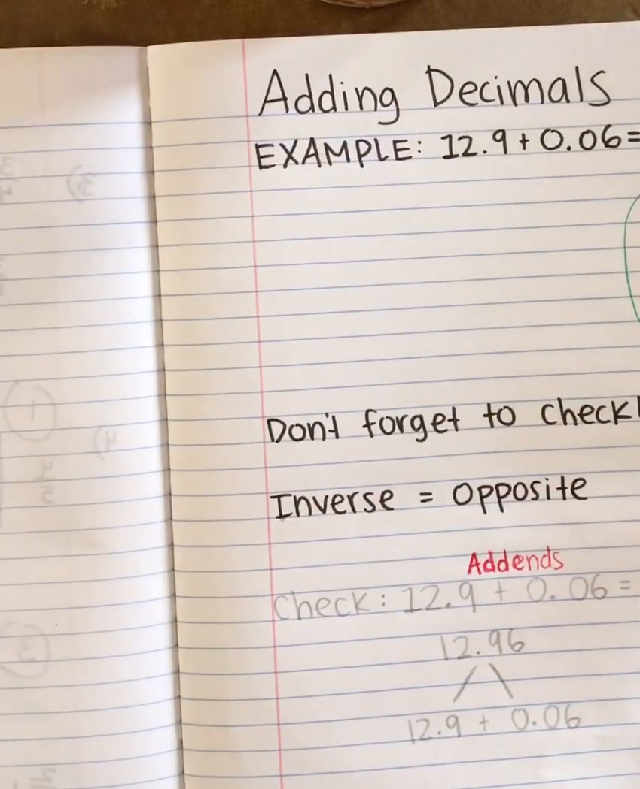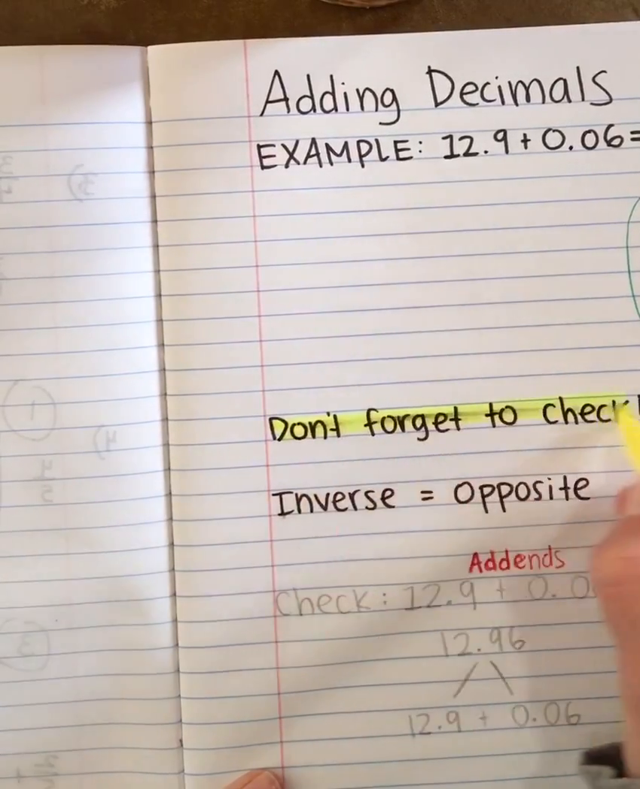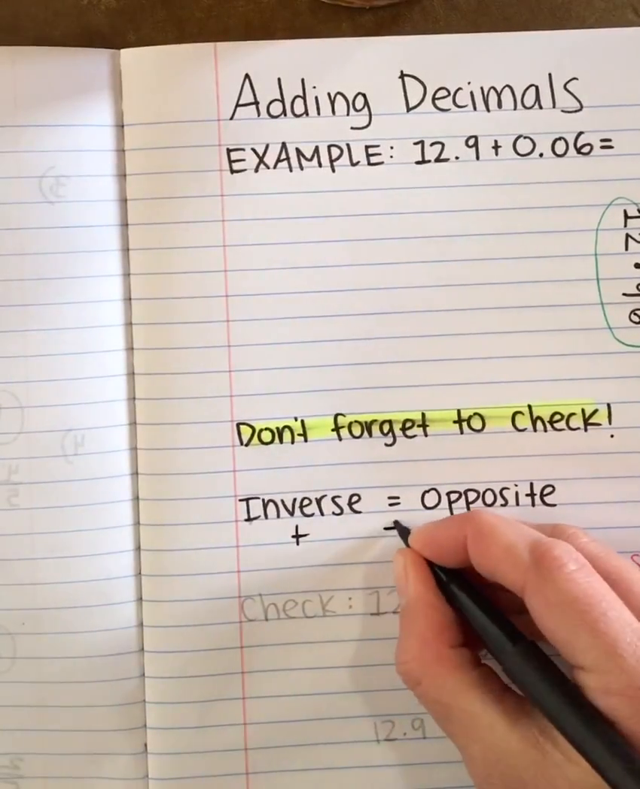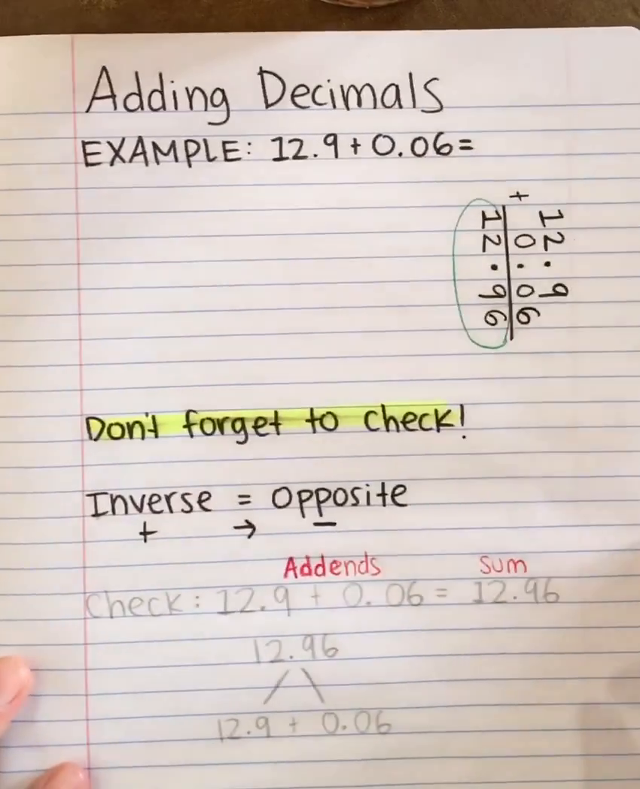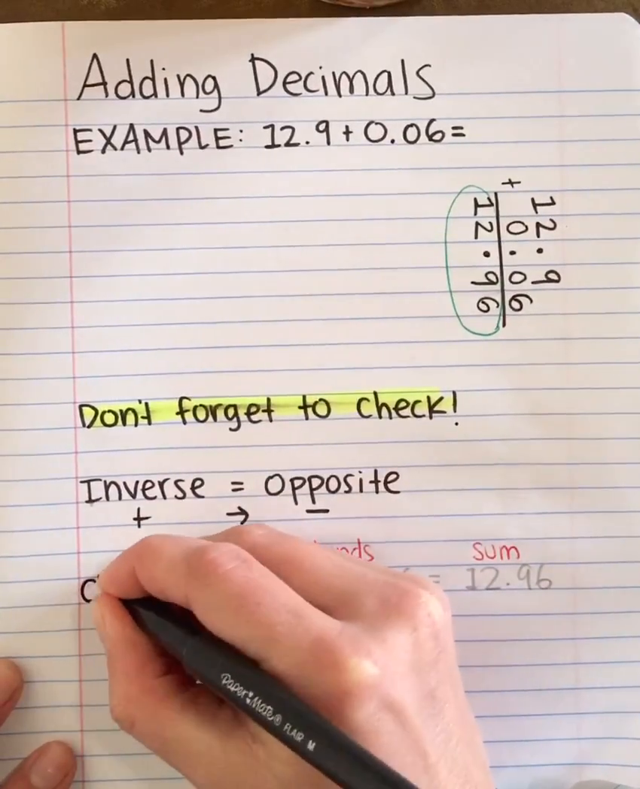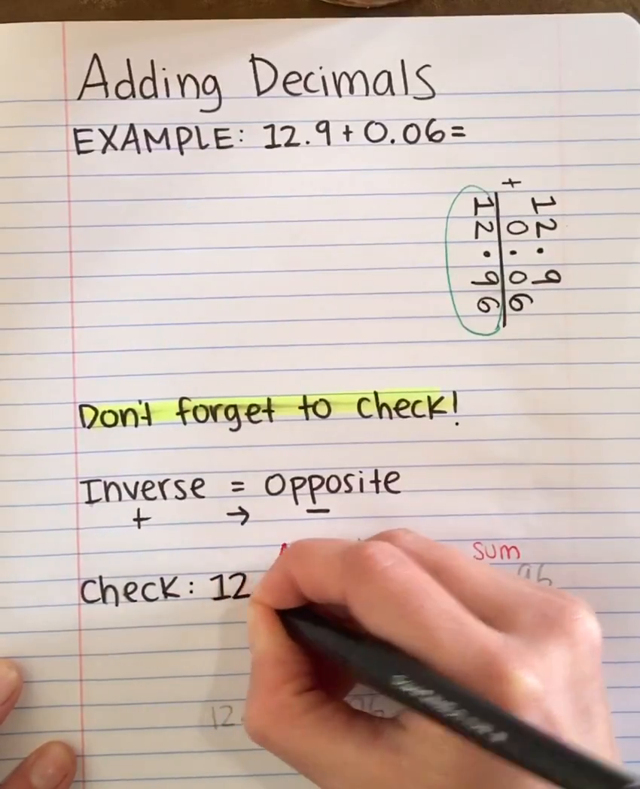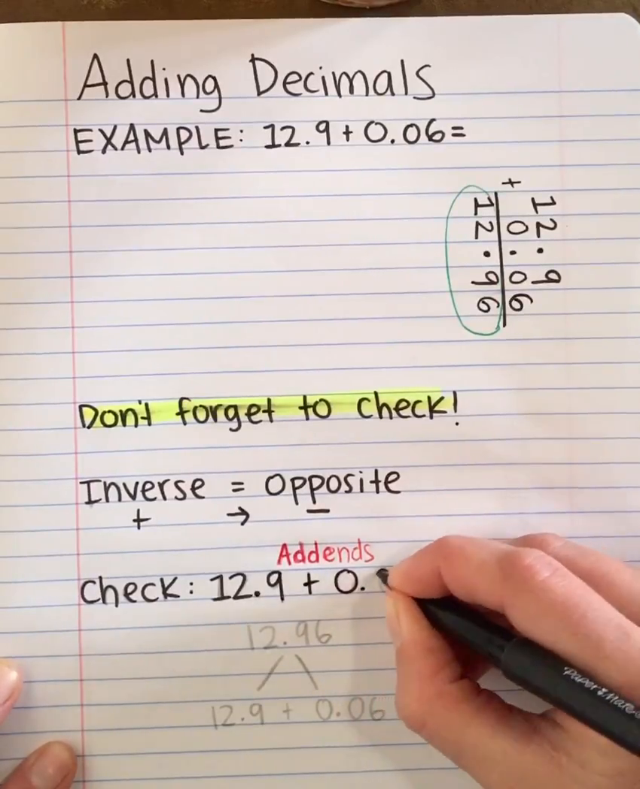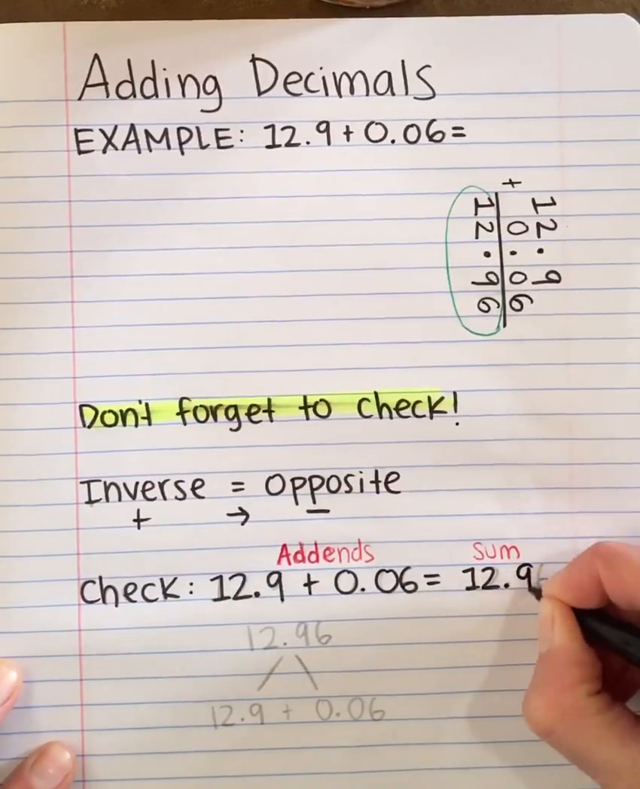It's very important. We can check using the inverse or opposite operation. In this case, our operation was addition. So our inverse operation will be subtraction. Let's practice. So we're practicing checking the problem that we did above. We're trying to prove that 12 and 9/10 plus 0 and 6/100 equals 12 and 96 hundredths.